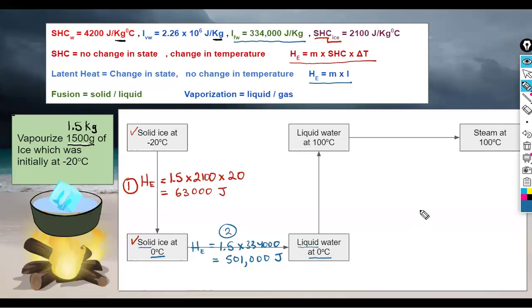To give you a little jump start for the third part, we're going from liquid water, which is at 0, and we're trying to get it to boil, which is also liquid water at 100 degrees. So this section here will be what? Specific heat capacity, because there is a change in temperature, but no change in state. So that's the red formula.